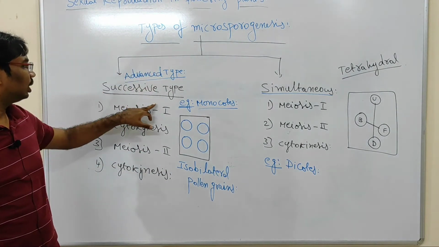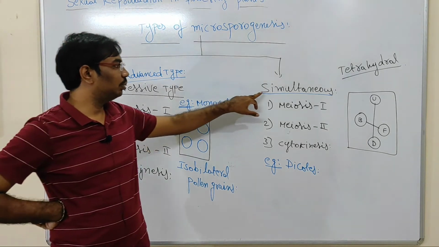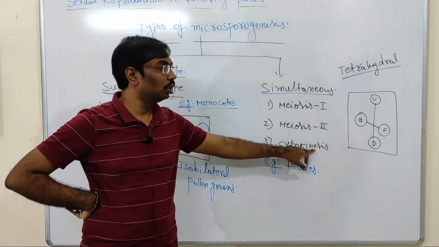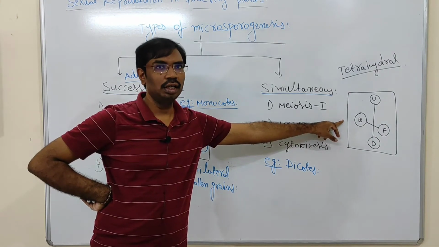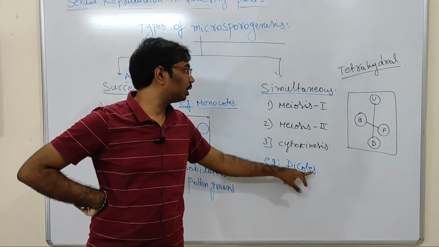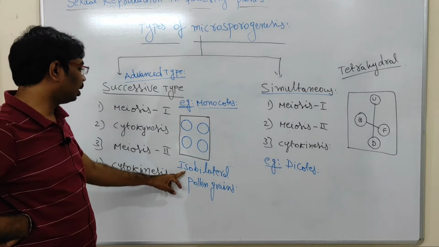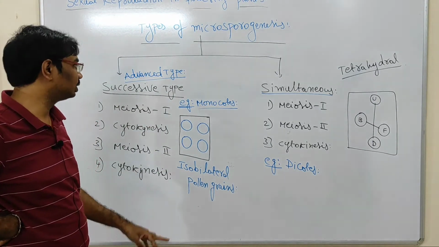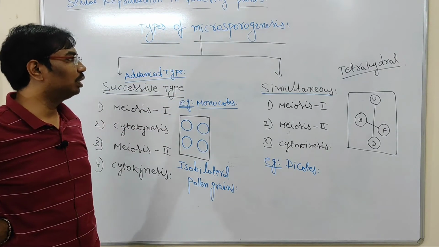In the successive type, each meiotic division is followed by cytokinesis, but in the simultaneous type, cytokinesis occurs only after meiosis 2. This kind of cytokinesis produces pollen grains in a tetrahedral arrangement, and an example of simultaneous cytokinesis is dicots. But isobilateral pollen grains are produced by the successive type of cytokinesis in microsporogenesis. Okay, so these are the types of microsporogenesis.